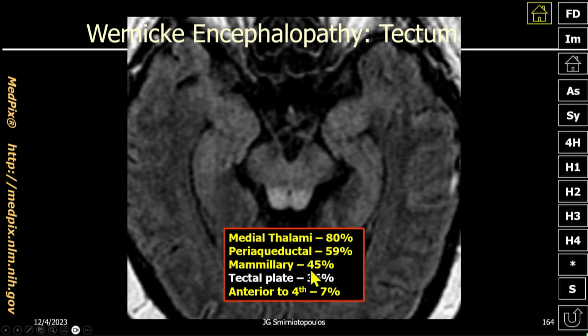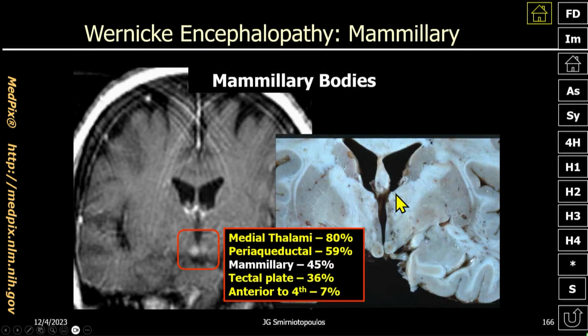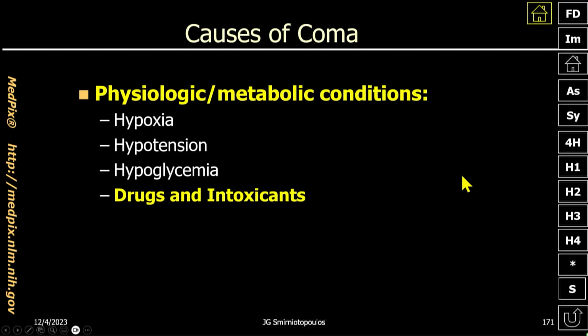And of course, everybody learned in medical school about the mammillary bodies being involved with that. So this is a patient that died from Wernicke's encephalopathy, and we have this brownish discoloration of the mammillary bodies and abnormally hyperintense and enhancing on that MR scan.